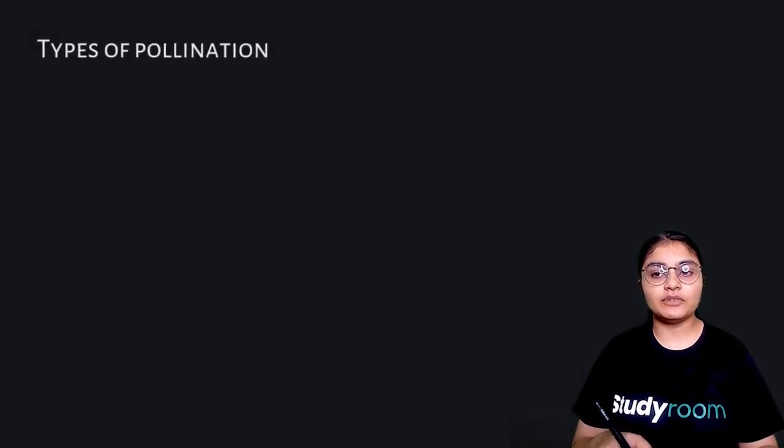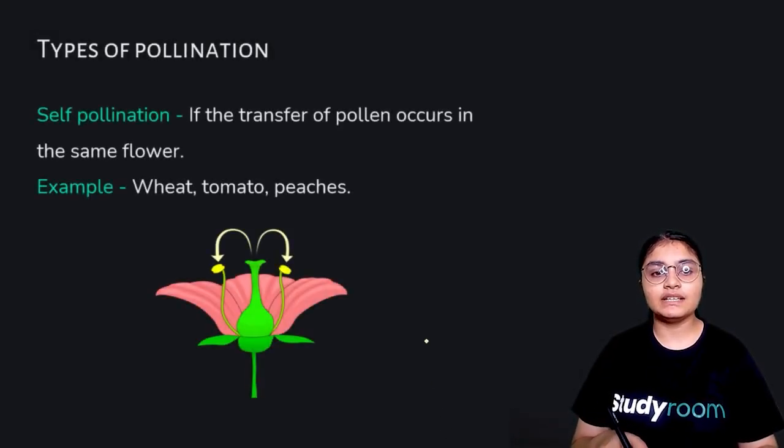Let us see the different types of pollination. The first type of pollination is self-pollination. If the transfer of pollen occurs in the same flower, like it happens in those flowers where the male part and the female part of the plant are present together. So here you can see the transfer from the stamen to the stigma, right? This kind of pollination is known as self-pollination, okay? And it happens in the same flower. Examples of such flowers are wheat, tomato and peaches. So you have to remember what self-pollination is and examples of such flowers.